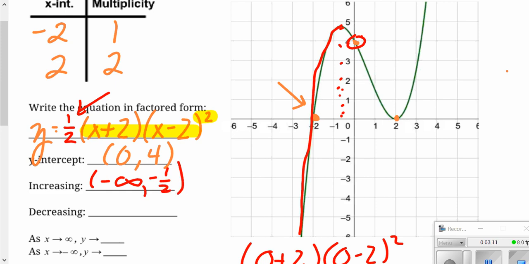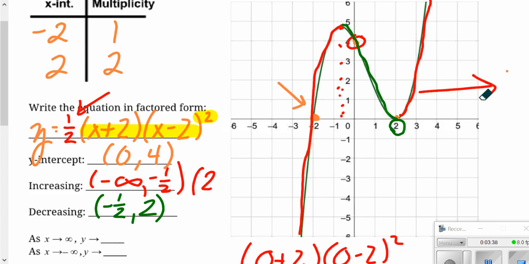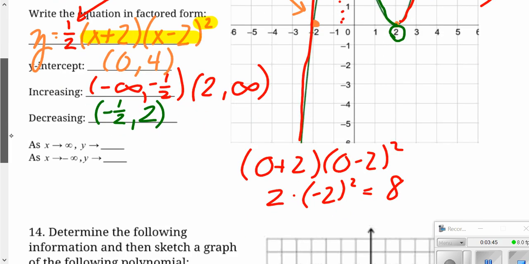Now I'm decreasing through all of this. And the x value I'm at here is 2. So it was decreasing from -1/2 until I got to the x value of 2. And then I'm increasing from 2 until what? I'd go on forever. That graph is just going to go up, up, up, up, up forever. So from the x value of 2 all the way through the right edge of my graph, I'm increasing.